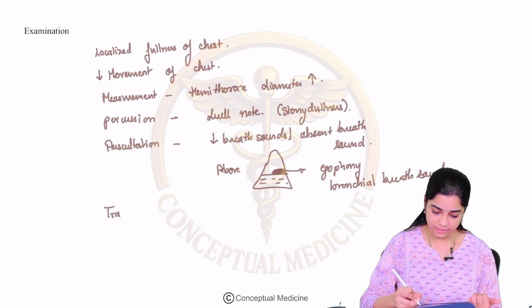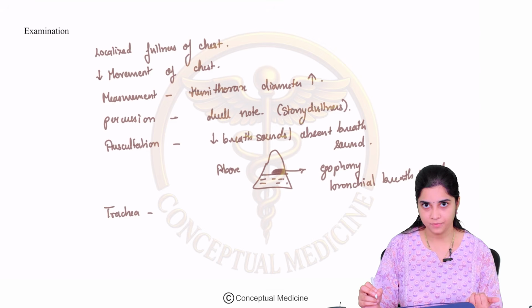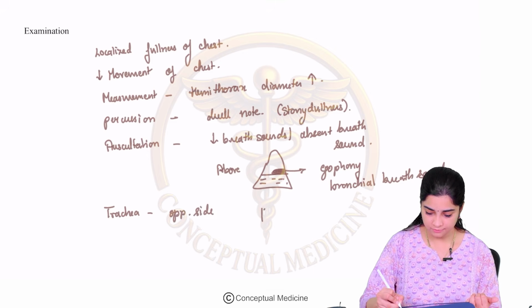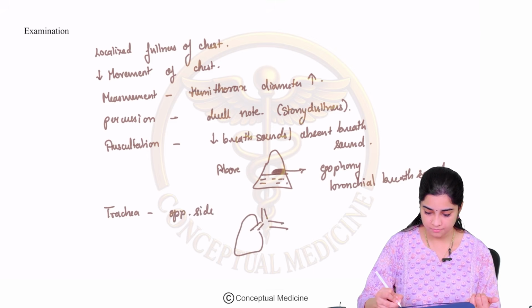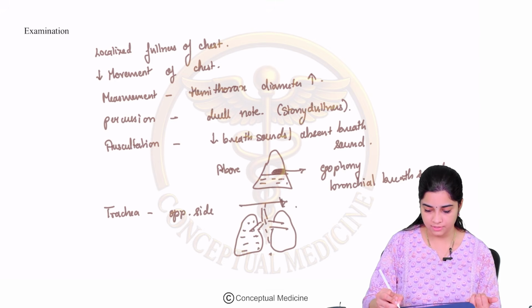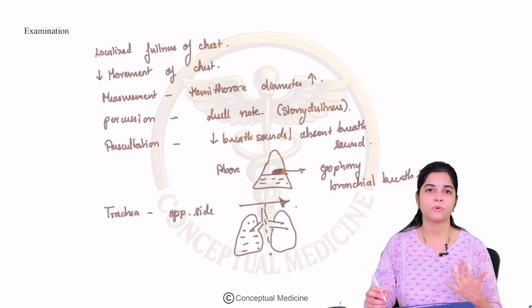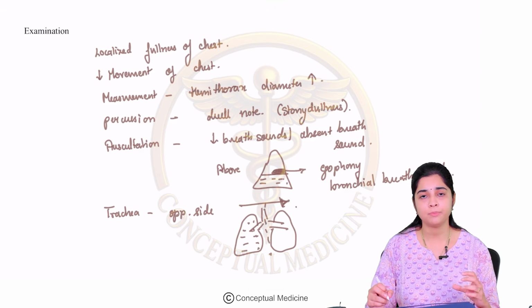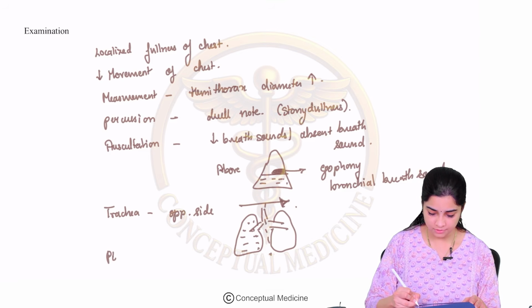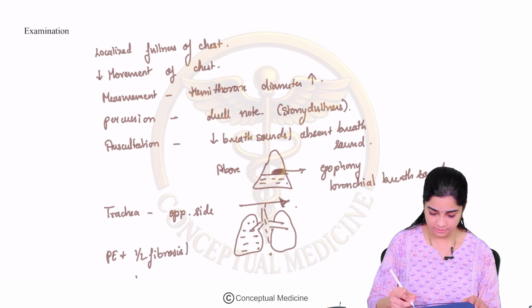Also, another thing that we had to mention is about the trachea, right? So the trachea will be shifted to the opposite side, right? So if this is the trachea, if there is a massive pleural effusion, then this is going to shift the mediastinum to the opposite side. So the trachea gets shifted to the opposite side. So what are the conditions where you have a pleural effusion on one side but the trachea remains central? So this happens when the pleural effusion is associated with an ipsilateral fibrosis or an ipsilateral collapse, right?